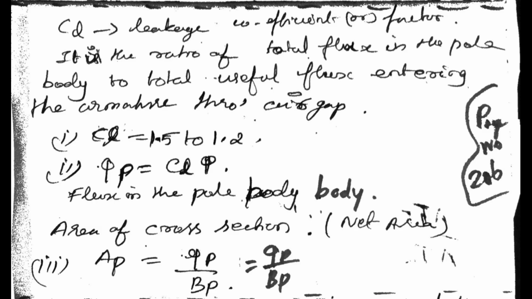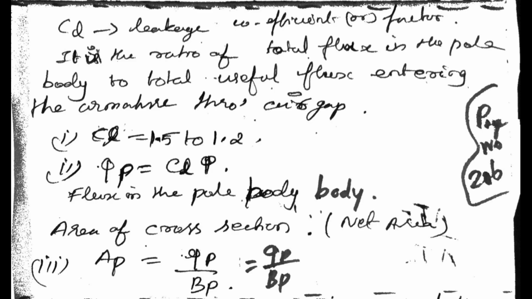CL is equal to leakage coefficient or factor. It is the ratio of total flux in the pole body to total useful flux entering the armature through the air gap. First point, CL is equal to 1.2 to 1.5. Second point, phi P is equal to CL into phi. Flux in the pole body, that is phi P.